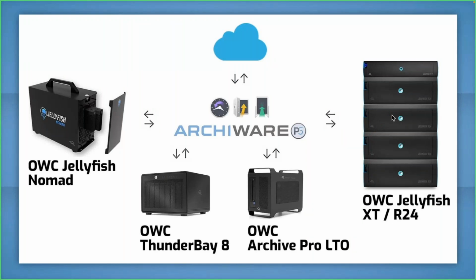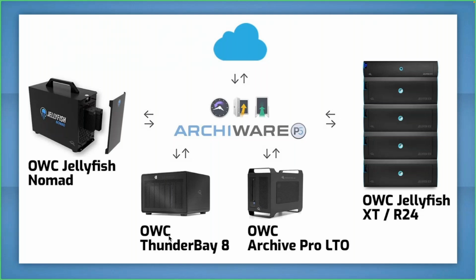I've included in the bottom here an OWC ThunderBay 8, which is a direct attached array via Thunderbolt. So you put 8 drives in it and connect it directly to your Mac. It comes with our software application, and you can build an array with that. The OWC Archive Pro LTO is a single slot tape library that allows you to connect via Thunderbolt to a computer or SAS to a SAS connected device. It does also have storage internally. You can add storage so that it acts as a buffer while it's writing to tape.